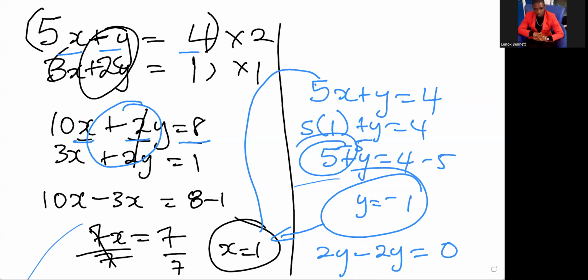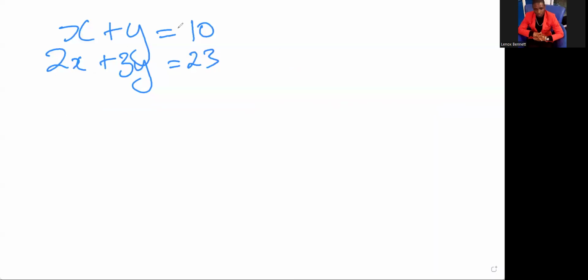All right. So make note and we look at the next one. So x plus y equals 10 and 2x plus 3y equals 23. What's the value of x? What's the value of y?